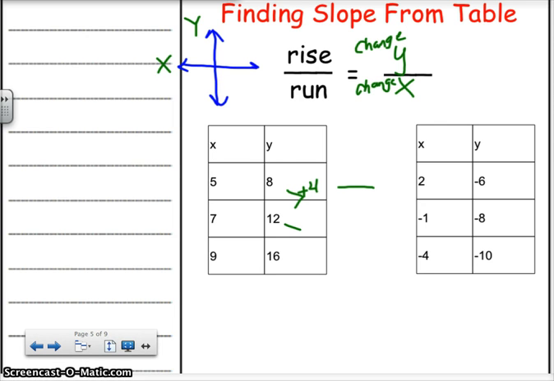Yep, see if it's true. 12 plus 4 is 16. 4 is on top. That's my y, that's how my height changed. My x, 5 to 7, what do I do? Plus 2. What did I do from 7 to 9? Plus 2. 4 over 2. Now you do need to simplify that. 4 over 2 is 2 over 1, which is 2. So you'd say up 2 over 1, up 2 over 1, if you were to actually graph this.